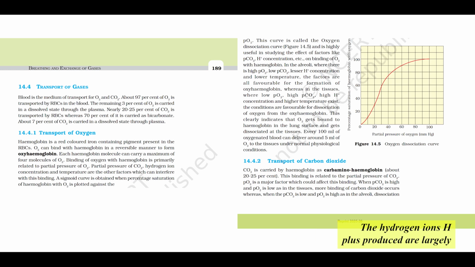The hydrogen ions, H+, produced are largely buffered by hemoglobin inside the RBC, preventing drastic blood pH changes. At the lung level, with low PCO2, the whole process reverses. Bicarbonate ions move back into the RBCs from the plasma. They combine with H+, released as hemoglobin binds O2. This reforms carbonic acid. Carbonic anhydrase then rapidly converts the carbonic acid back into CO2 and water.